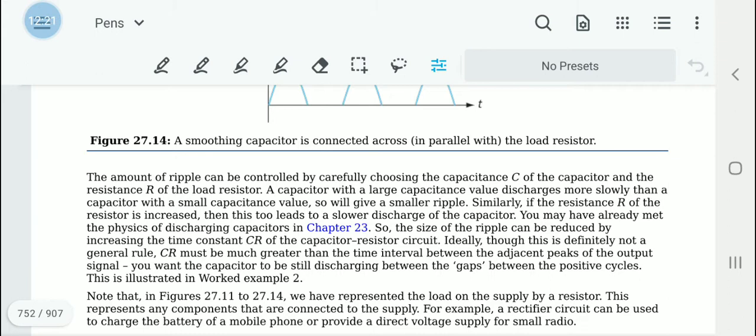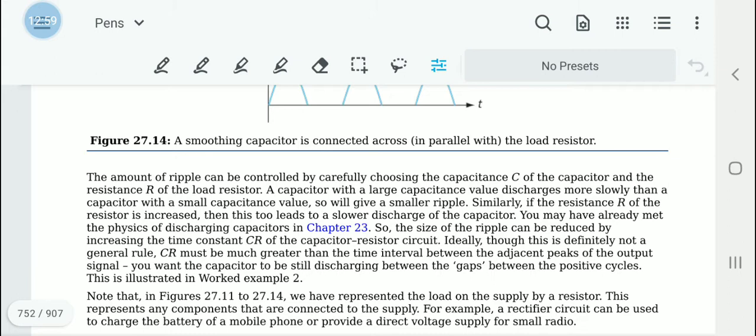You will know that a capacitor, if it has a high capacitance, will discharge more slowly, and as a result will give a small ripple. If the resistance is increased, then it will also lead to a slower discharge of the capacitor. So we have discussed discharge of capacitors in capacitance. Again, we can increase the time constant of both C and R of the capacitor and resistor circuit.